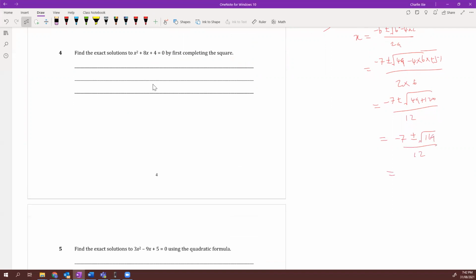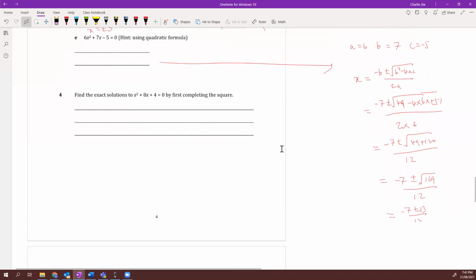All right. The square root of 169 is actually 13. You could just put it in your calculator and you're going to get that. Negative 7 plus or minus 13 over 12. That's your answer. So x equals negative 7 plus or minus 13 over 12.